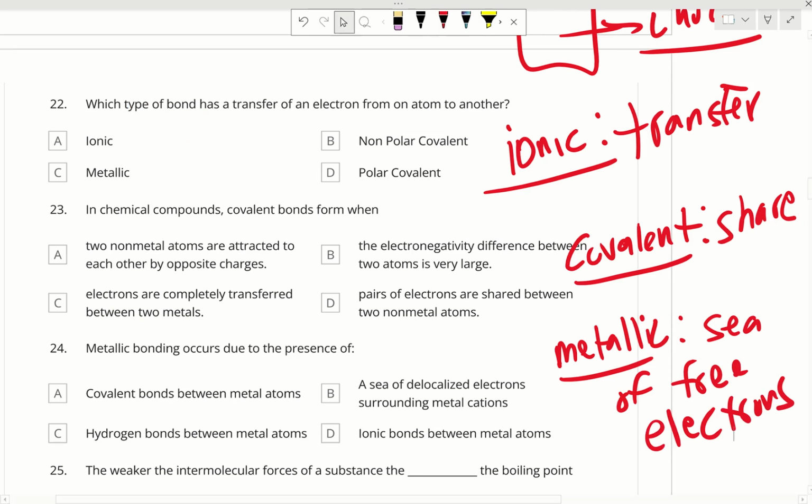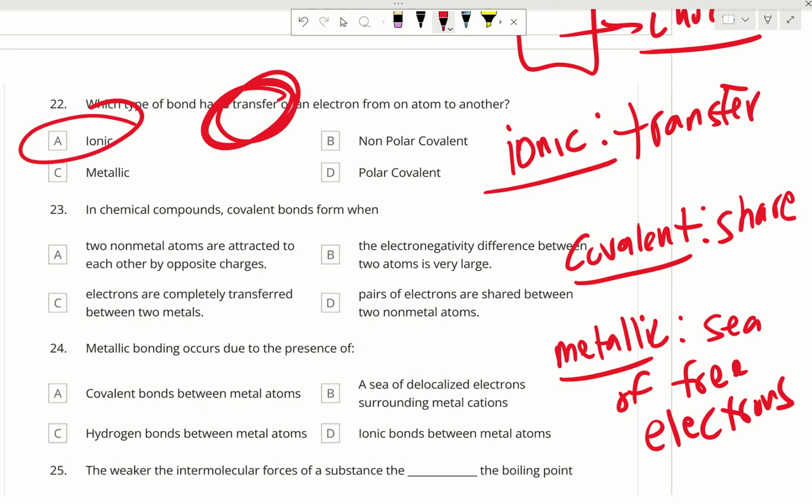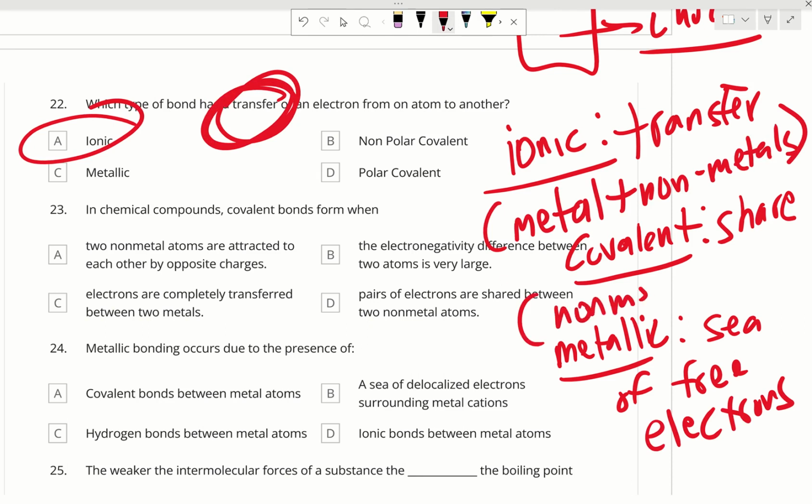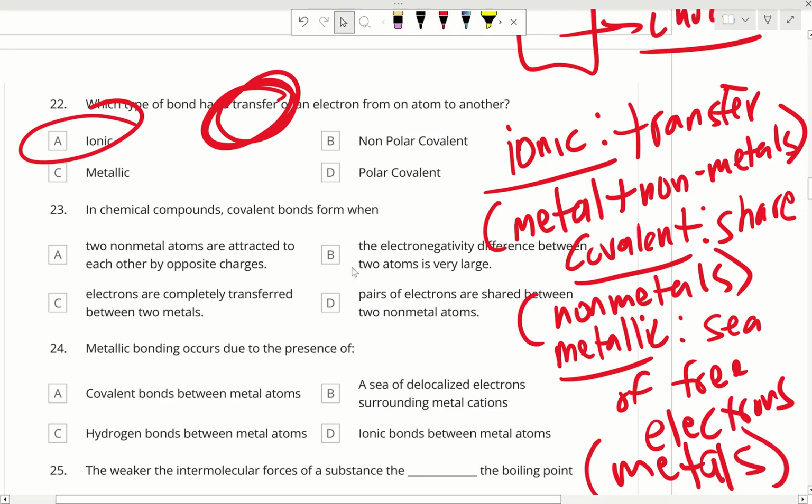So when I see the word transfer, know that's ionic bonding. Usually this happens between metals and non-metals. Covalent happens between non-metals. And metallic is obvious. It happens between metal atoms.